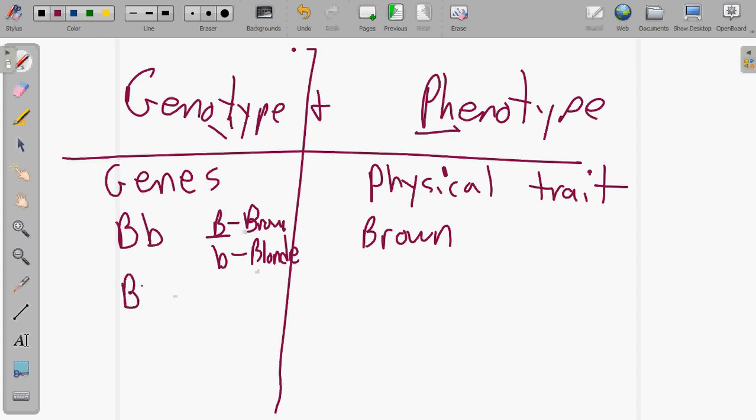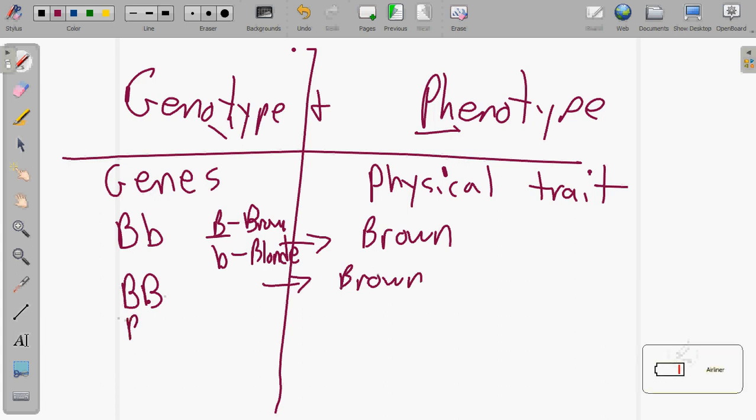If you were homozygous dominant, then you would also have brown hair because that's the only genes you have. If you were homozygous recessive, then you would have blonde hair because that's how that works.